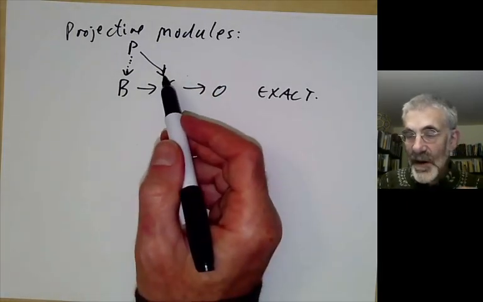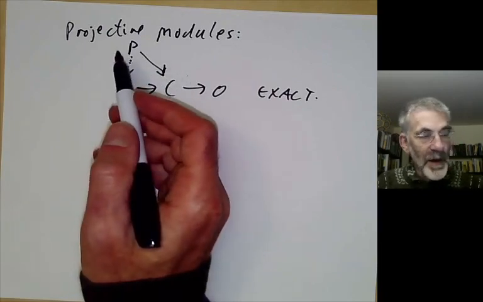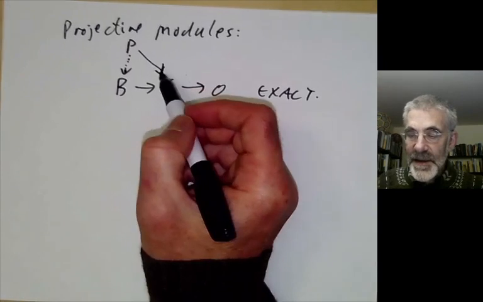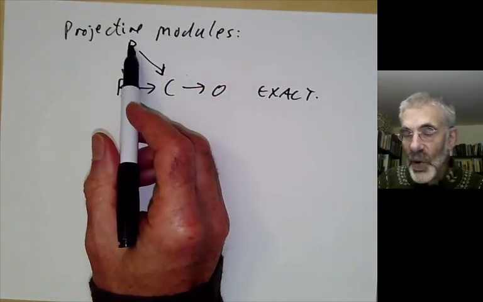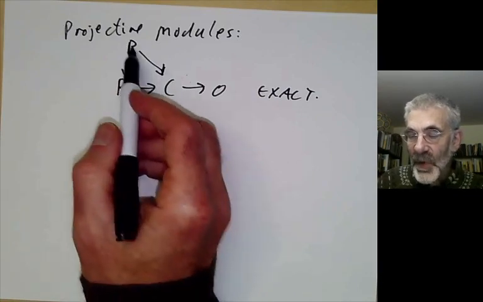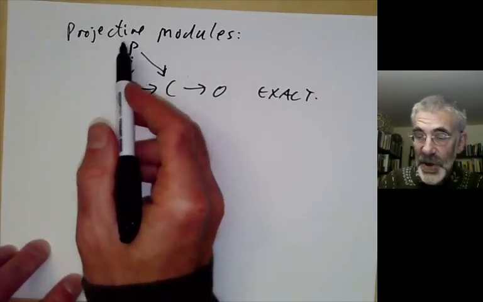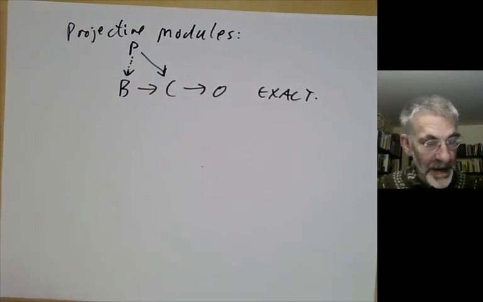For example, when we were splitting exact sequences, up here we were just taking C to be equal to P and taking this to be the identity map. But it turns out to be much more useful to allow more generally P to have a possibly non-identity map to C. So that's the definition of a projective module. It's one with this useful lifting property.